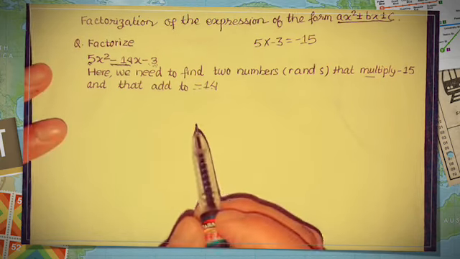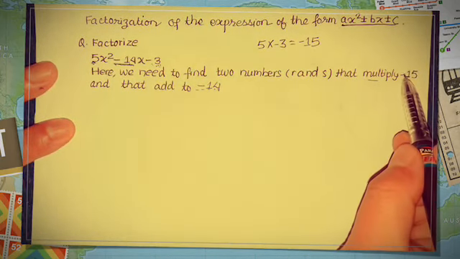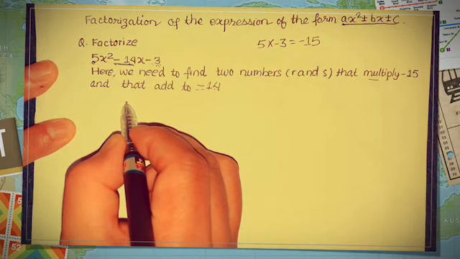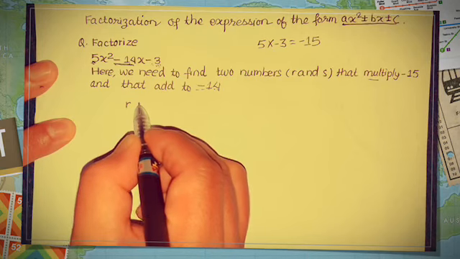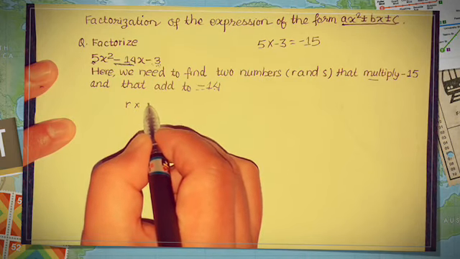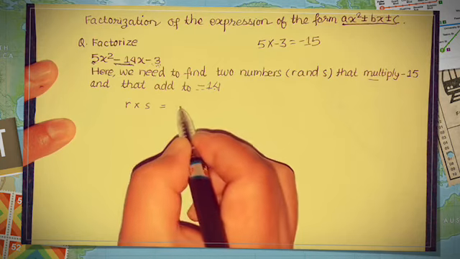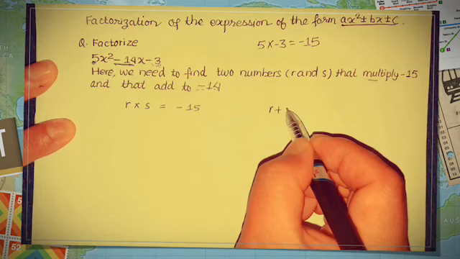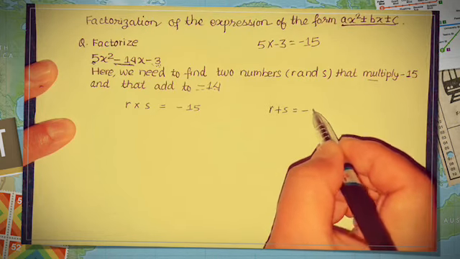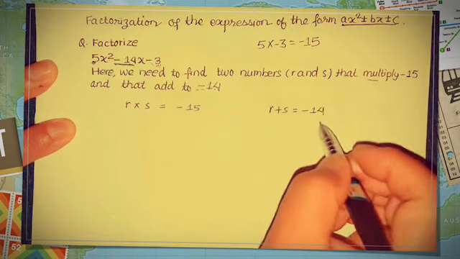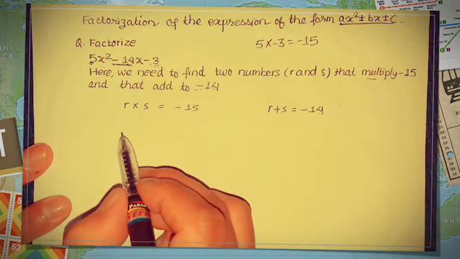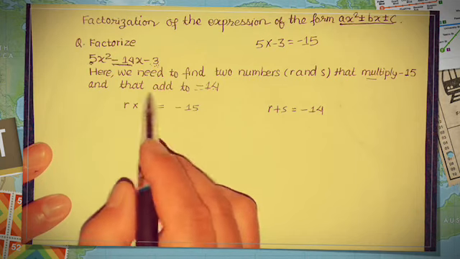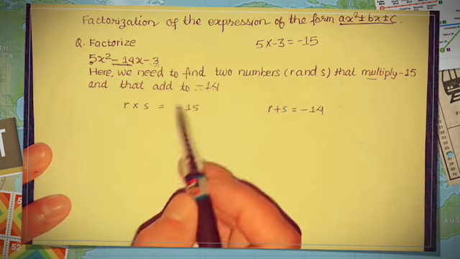So again we have to search for two numbers that satisfy two conditions. One is that the multiplication should be minus 15, and the addition should be minus 14. I suggest you make a table, which gives you a clear idea of finding two numbers satisfying the two conditions.